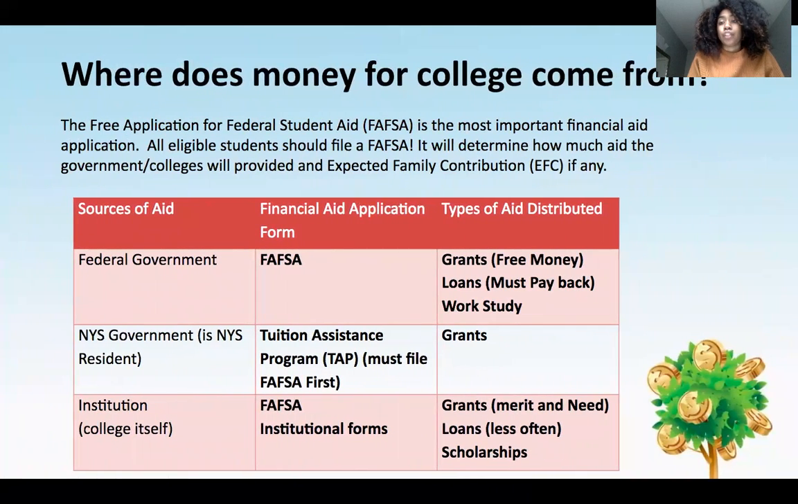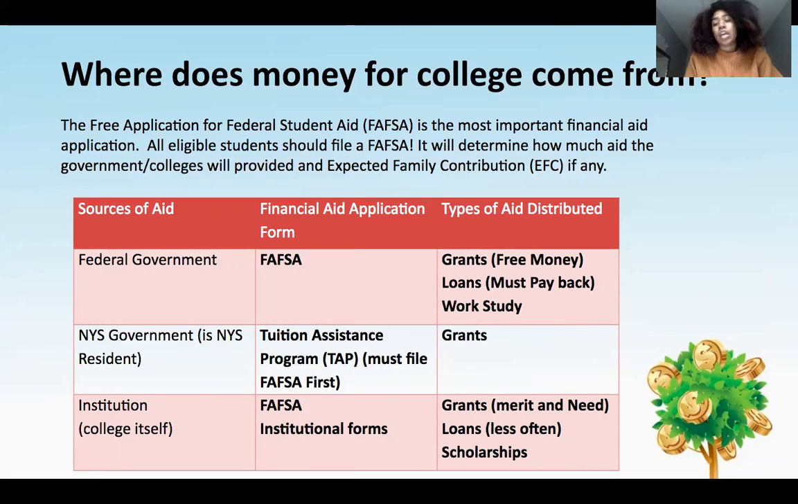So where does this money for college come from? It first comes from the Free Application for Federal Student Aid, which we call FAFSA. It is the most important financial aid application. All eligible students should file a FAFSA, and it will determine how much aid the government and colleges will provide and expected family contribution, if any. So the sources of aid that you'll see is federal government, New York State government, and the institution itself. So the financial aid application forms that are associated are FAFSA for the federal government, the Tuition Assistance Program for the New York State government, and then both FAFSA and institutional forms as it relates to the institution itself. Types of aid distributed, if we're talking about FAFSA, it would be grants, loans, and work study.